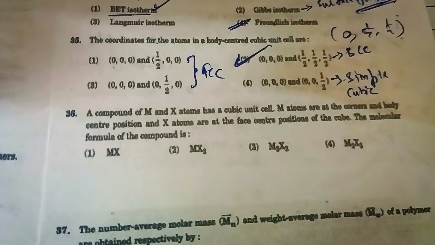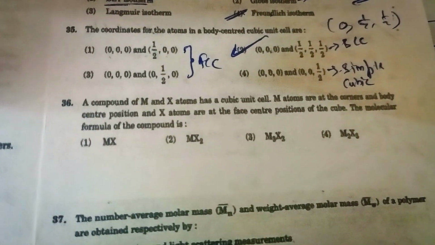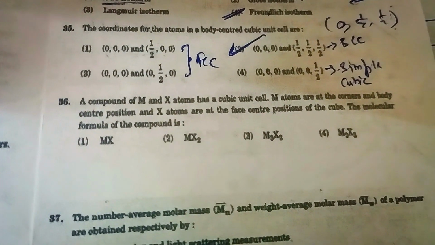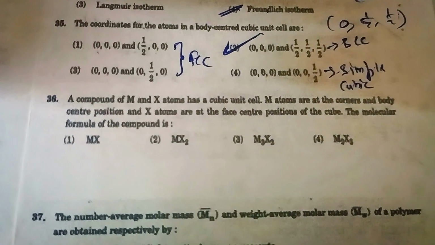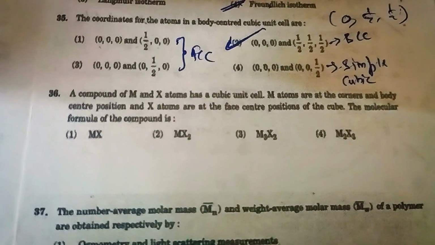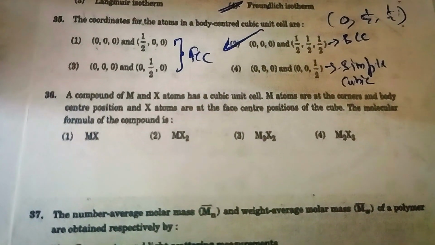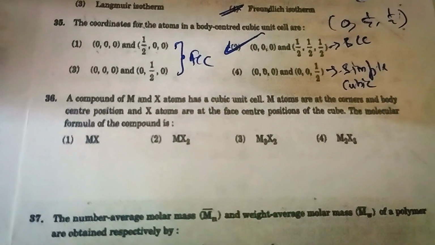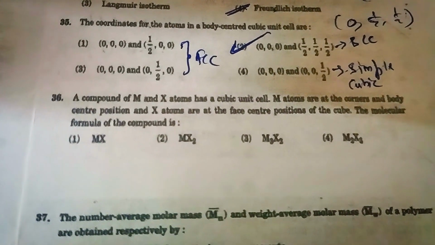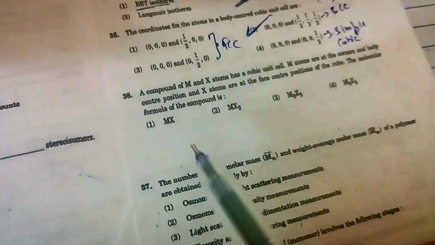Next question: the compound M and X have a cubic cell, with M atoms at the corners and body center, and X atoms at the face center. What is the molecular formula? So they are telling that M is at the corners and body center, and X is in the face center. So I will solve it here.